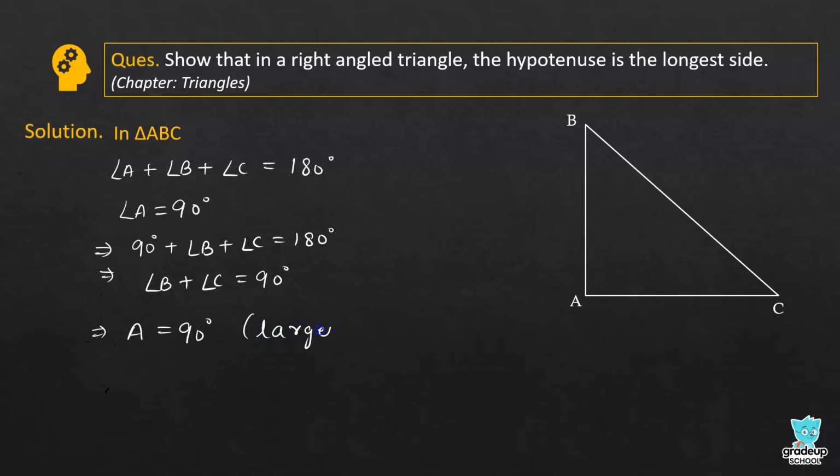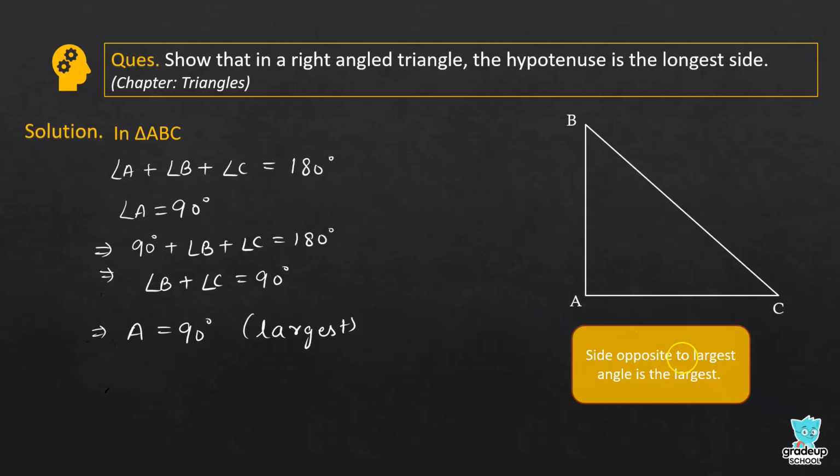And by the property which states that side opposite to largest angle is the largest, so angle A is the largest angle of 90 degrees. So I can say that side opposite to angle A will be the largest side. So this is angle A and this is the opposite side BC, which implies that BC, which is the hypotenuse, is the largest. Okay guys?